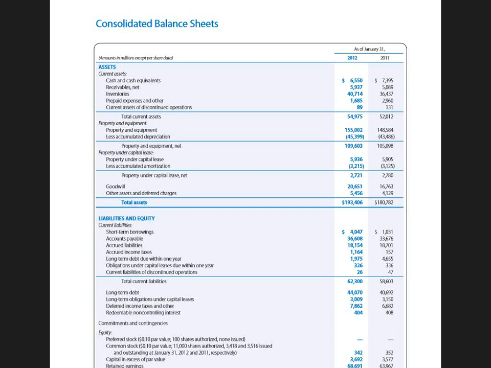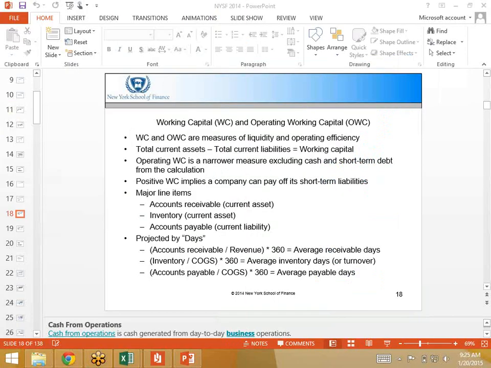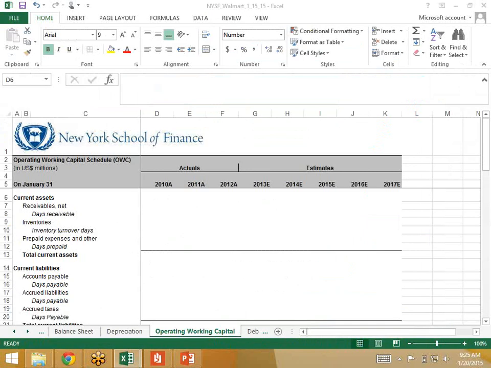So we're going to include those in our working capital schedule. And I've already done that. In your Walmart template, we have receivables, inventory, prepaid expenses. I laid out the line items and laid out line items underneath for metrics that we'll use to determine what our projections should be.